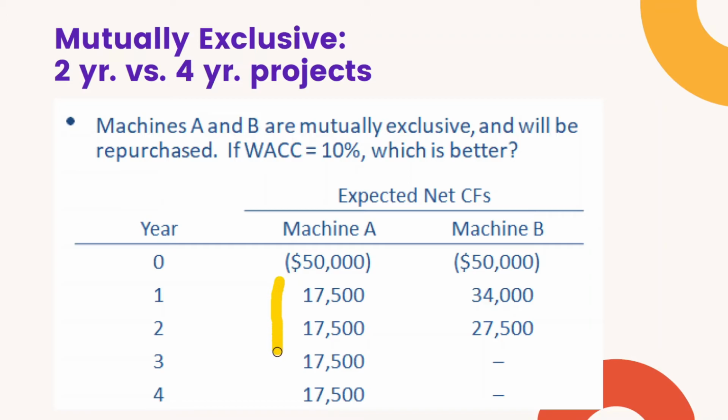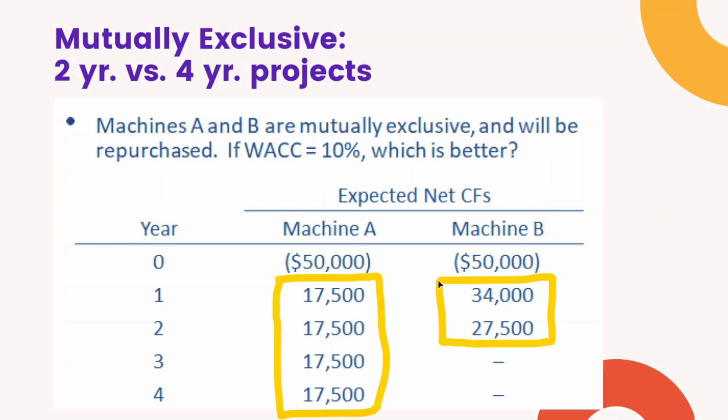Machine A can be used for 4 years. It generates the cash flow for 4 years. However, machine B can generate the cash flow for only the first 2 years. So we are comparing a 4-year project with a 2-year project. We are not comparing apples and apples. What can we do to reconcile this situation?